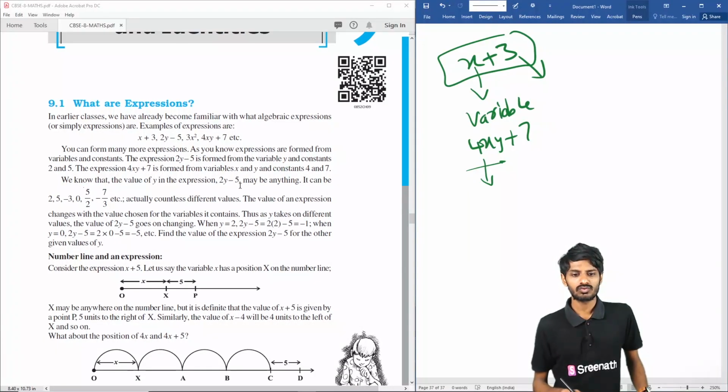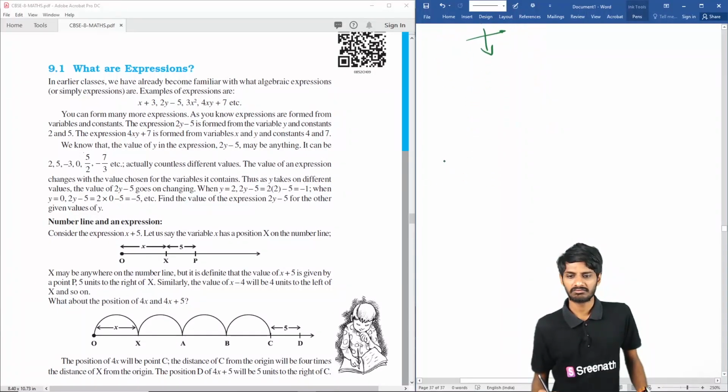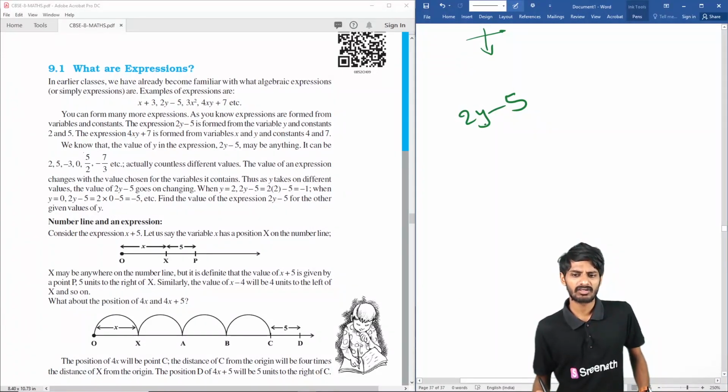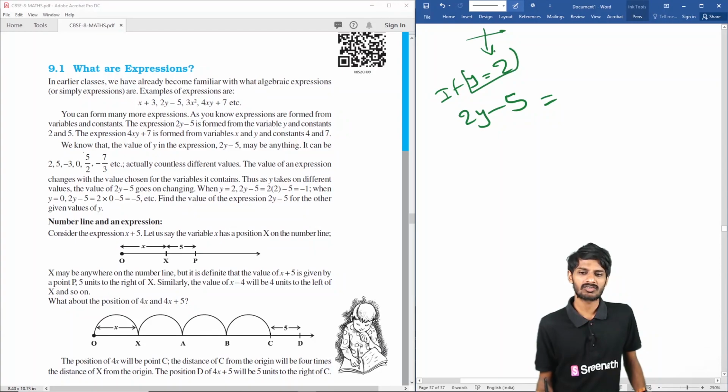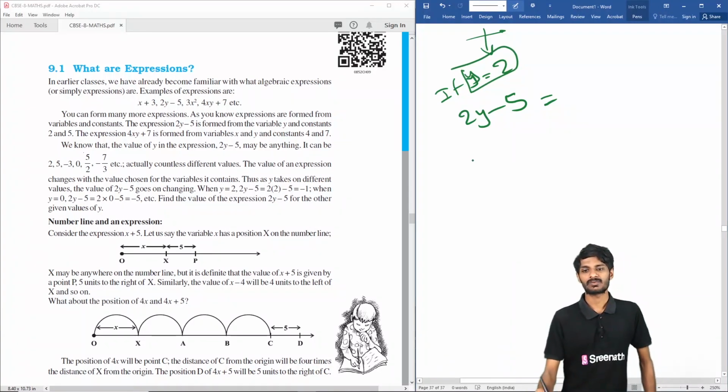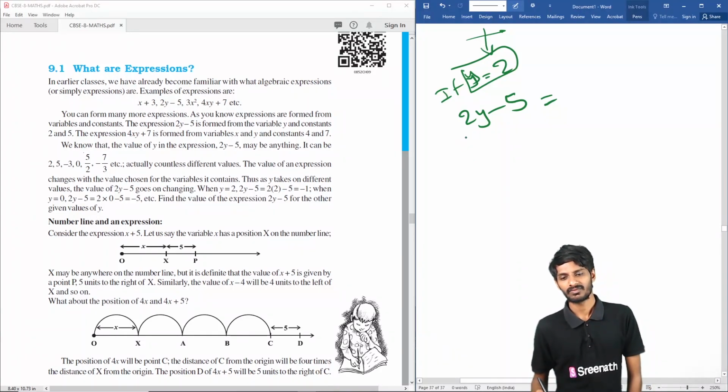and how to find the value of any expression, we have learnt about that also. Suppose there is an expression given here, students. Here there is 2y minus 5, so it is an expression. So how to find the value of it? They have given y is equal to 2. If y is equal to 2, then the expression 2y minus 5 has the value.